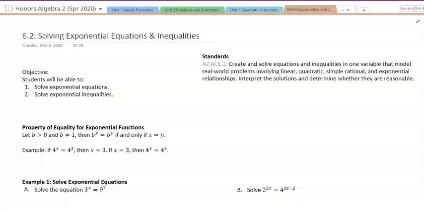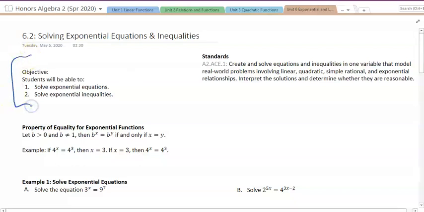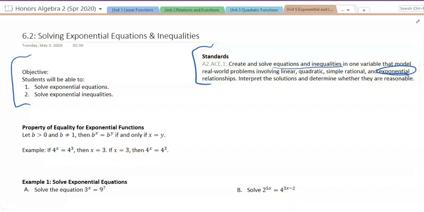Hey there, we're looking at 6.2 today on solving exponential equations and inequalities. And so our two objectives are to be able to do that, to solve exponential equations and exponential inequalities. And that all leads us back to standard ACE 1, which is to create and solve equations and inequalities in one variable, and that does include exponential functions. And also to interpret their solutions and determine whether they are reasonable.